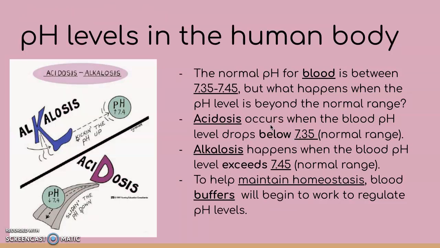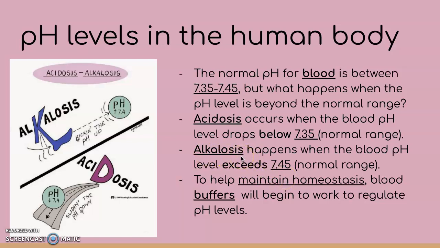So how these pH levels work in our body, we have a normal pH for blood between 7.35 and 7.45. So when our blood pH level drops below the normal range, so for this it will be below 7.35, it is considered acidosis. And when our blood pH level exceeds 7.45, which is the top of the normal range, it's called alkalosis.